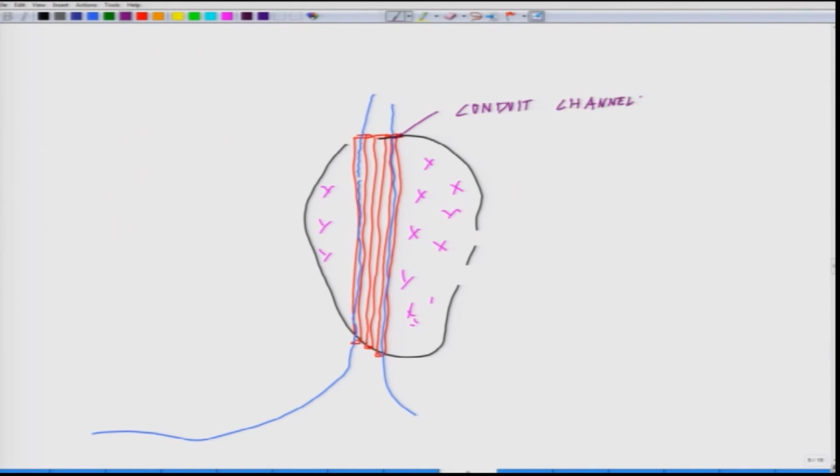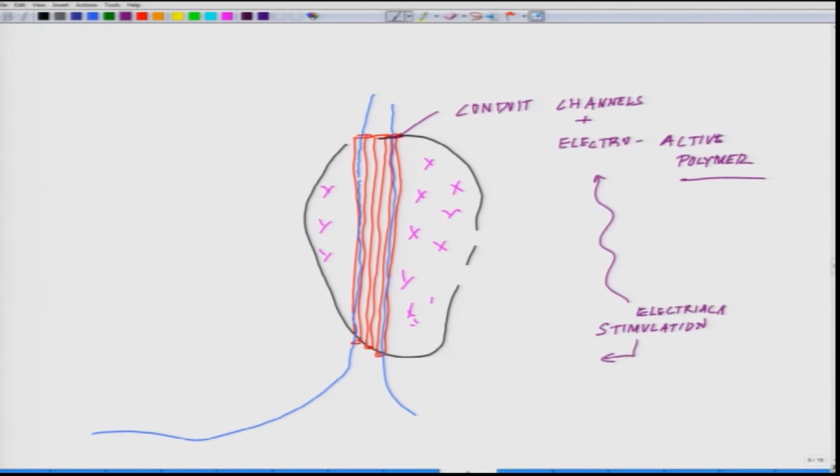plus electroactive polymers. These electroactive polymers are being mixed, or these channels are even made with electroactive polymers in order to give electrical stimulation to the growth. Kind of a growth promoting situation is being created.